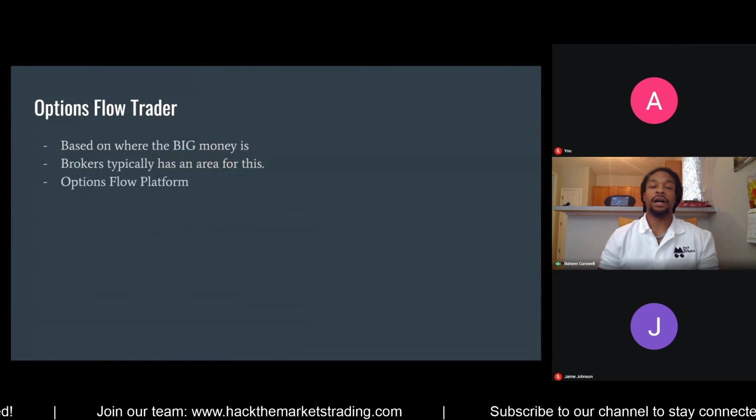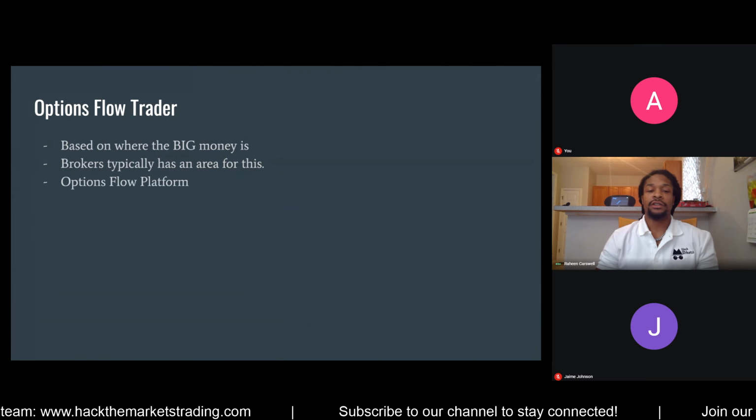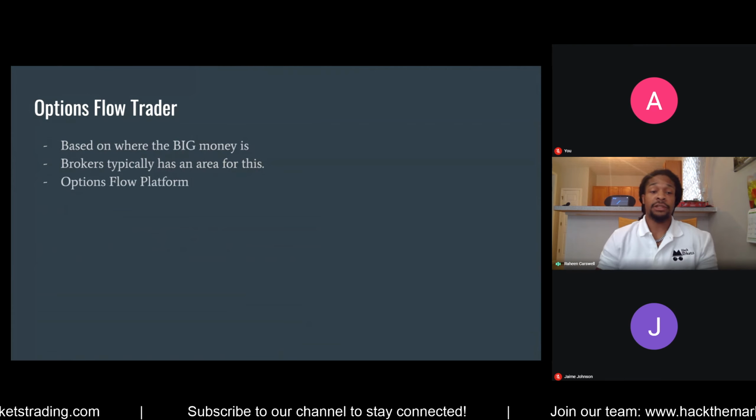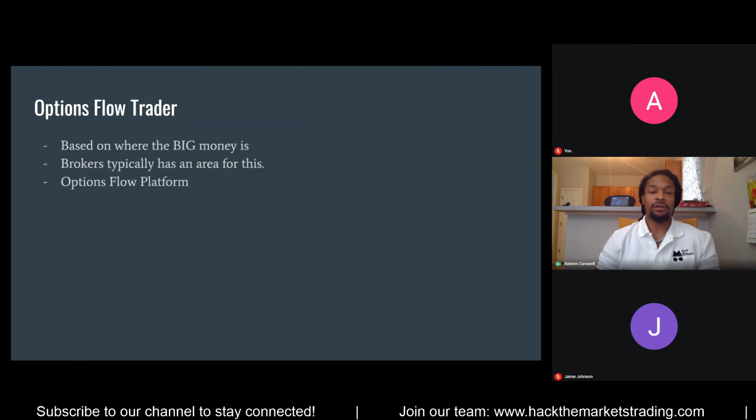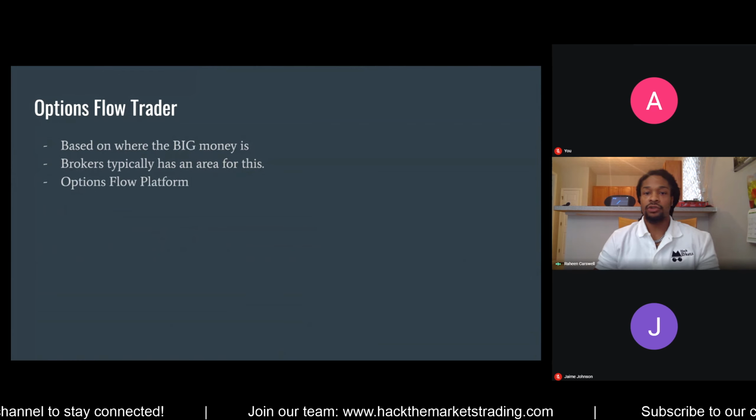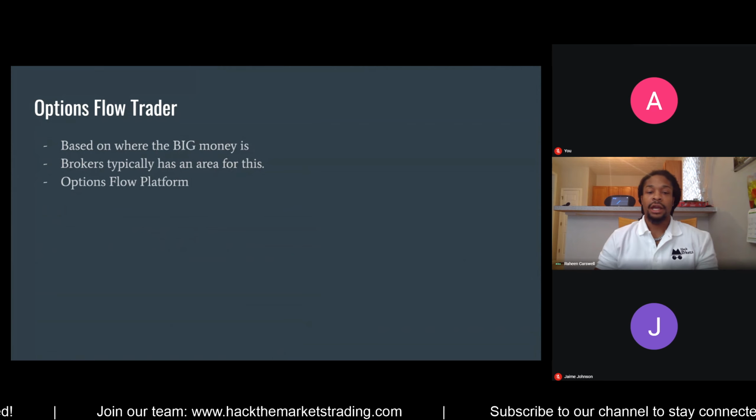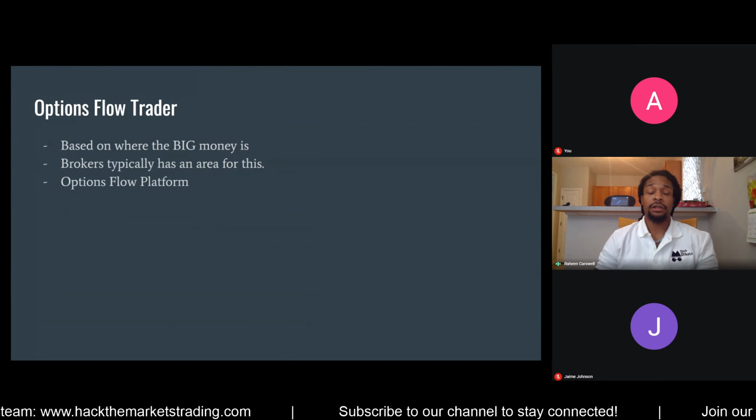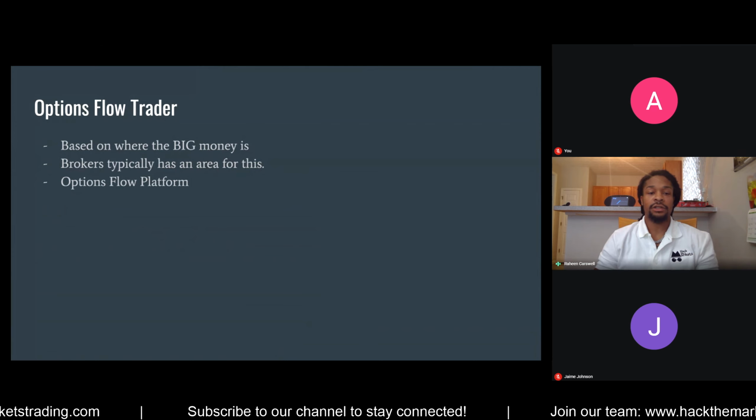And lastly, the options flow trader. Now this really pairs with the scalper and day trader as well. And it also ties in with the momentum. But mainly, this is pretty much using a system to see where all the big money is going, where the big contracts, where the big plays are. Most brokers, including the most popular broker that we use, TD Ameritrade, has an area on their platform for this. You can configure this manually. This is also another skill that we share, showing config on this.